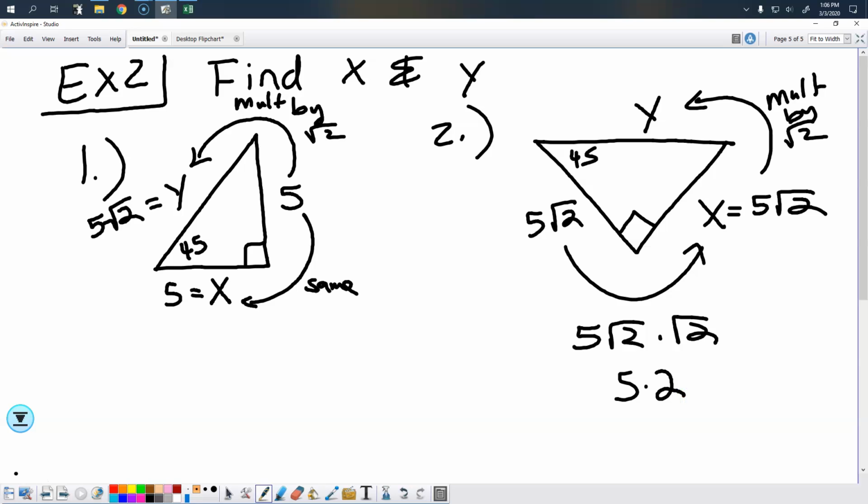It's 2. The square root of 2 times the square root of 2 is like the square root of 2 squared, isn't it? So if this helps you, you can write this little middle step here, right? And then they cancel. So you're just left with 2. 5 times 2 is 10.